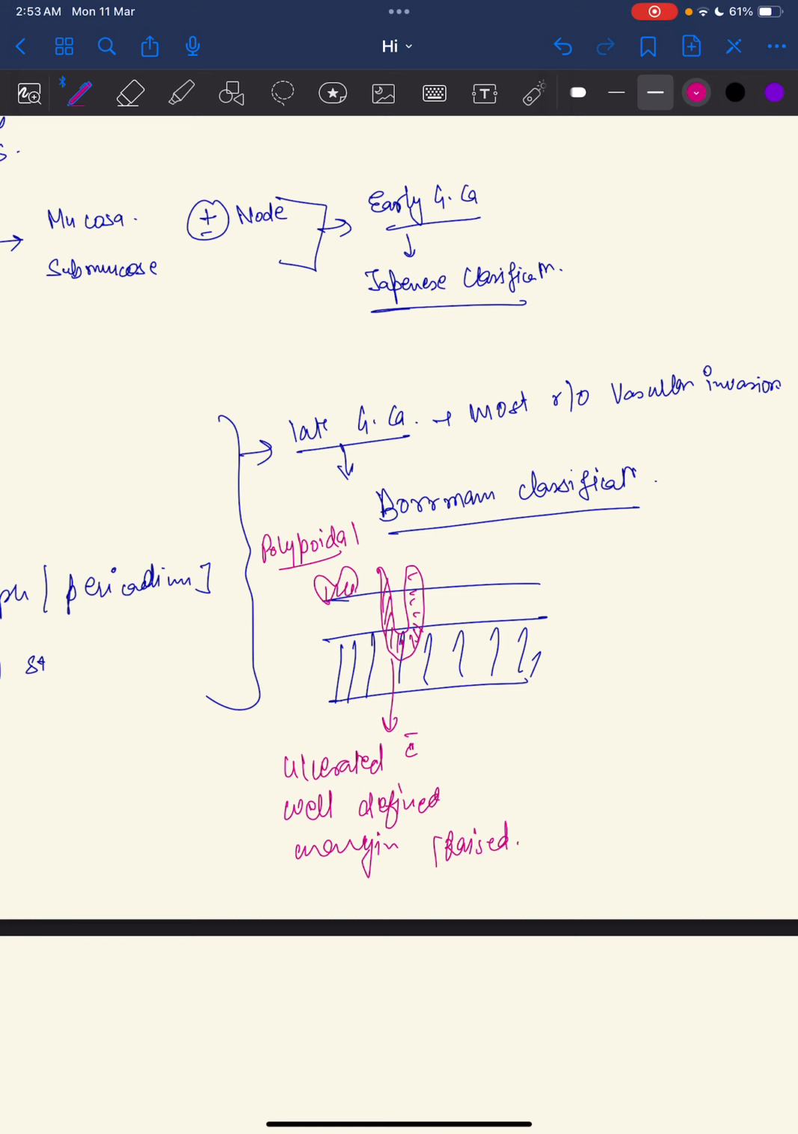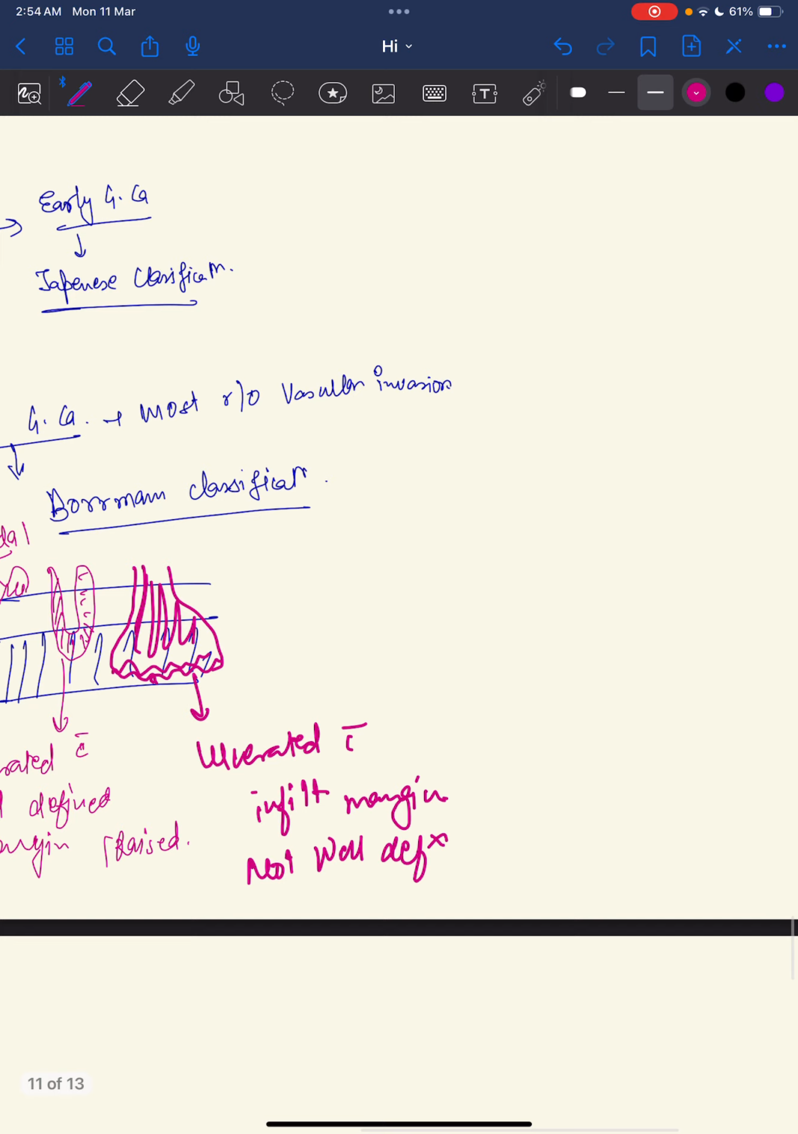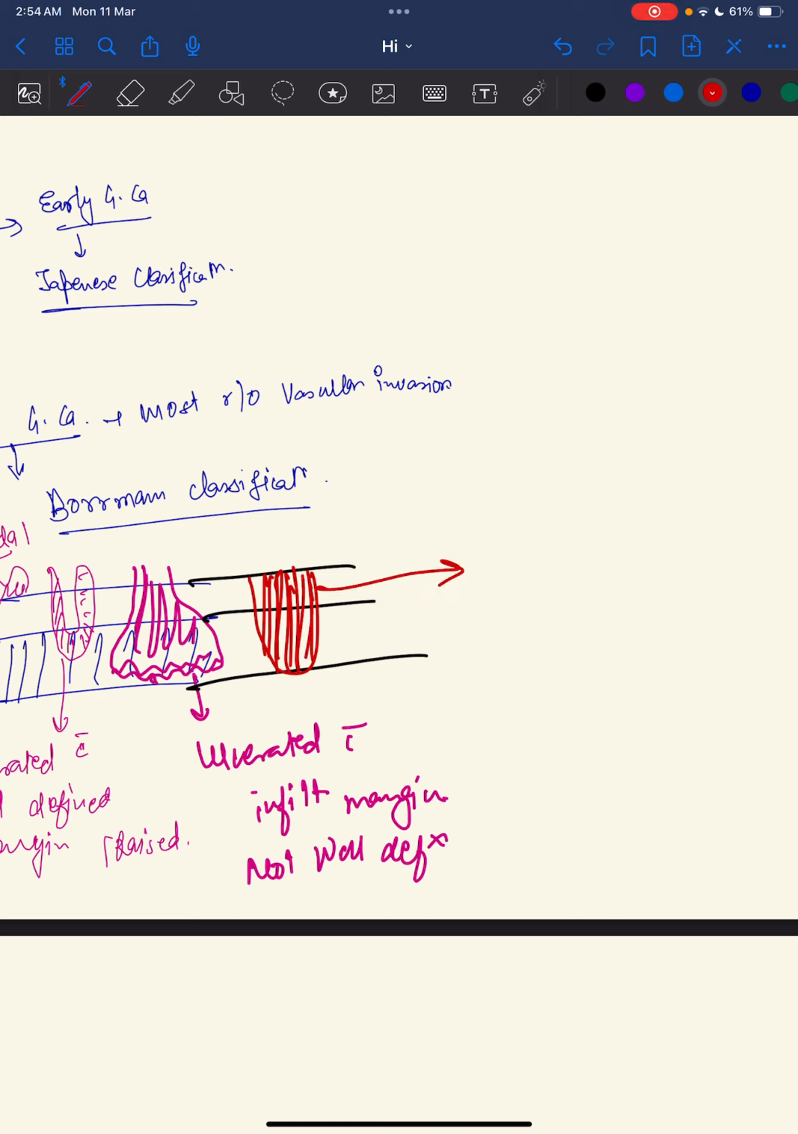Now type 3 is also ulcerative, but it does not have well-defined margins. It has infiltrating margins, so ulcerated with infiltrating margins, not well-defined. Now the next one, type 4, is purely infiltrating. It has no ulcer, so it is non-ulcerative, purely infiltrative.